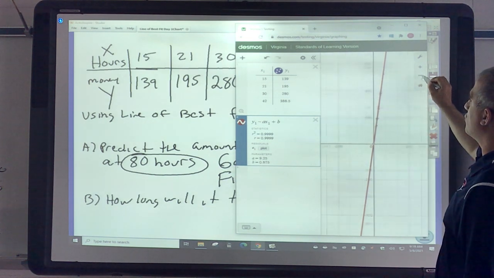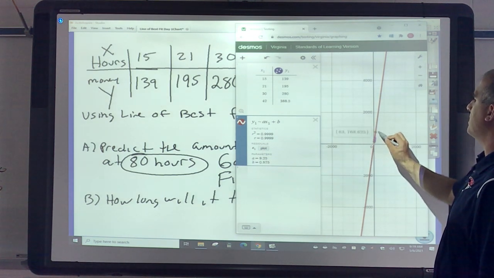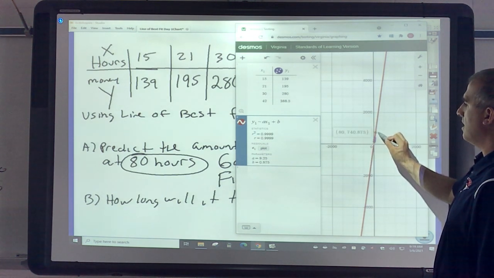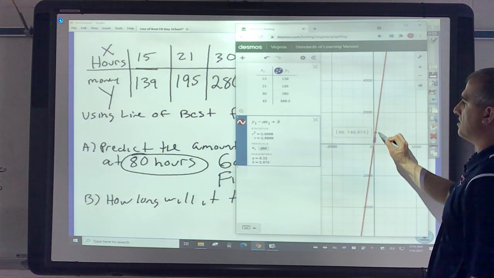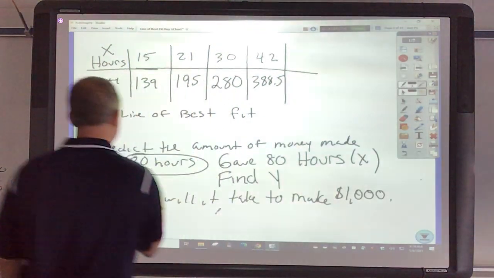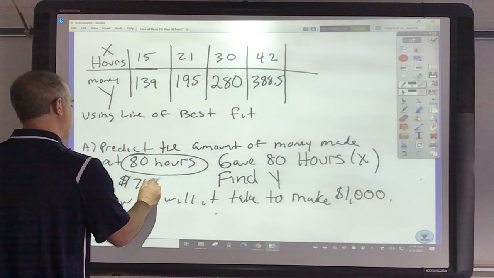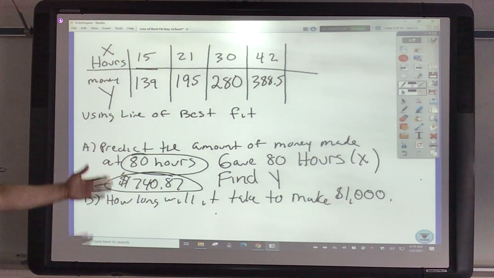I'm going to have to zoom really far out because I got to go all the way to where 80 is. When they gave me x, I got to find y. That's $740.87. And that's what I had to find, the amount of money.